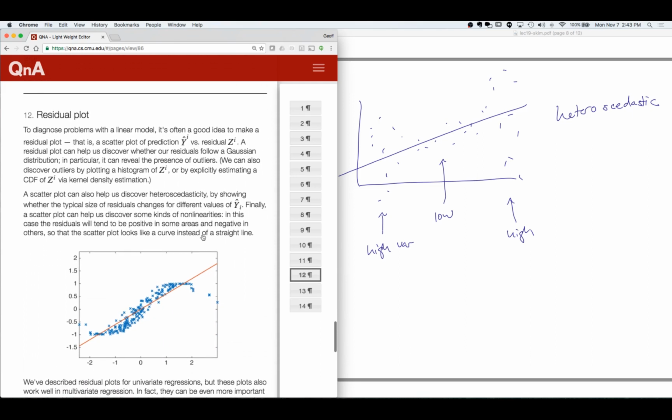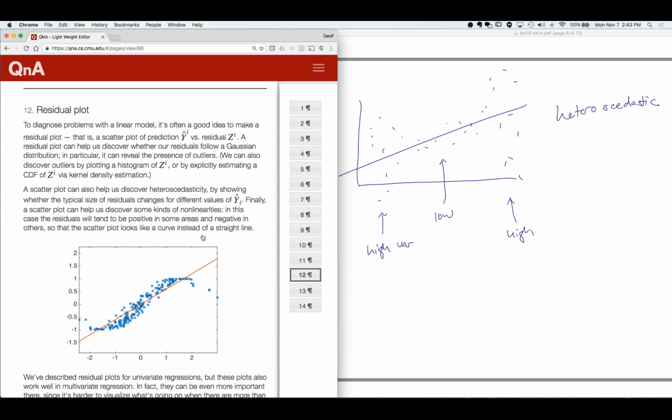So to diagnose problems with the linear model, in particular those three, it's often a really good idea to make what's called a residual plot. So a scatter plot of prediction on the horizontal axis versus the residual on the vertical axis. And here, for example, we're showing a clear problem, right?